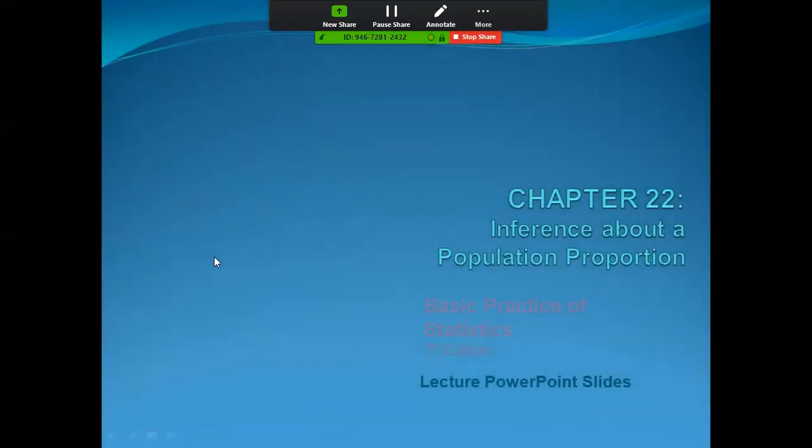All right, let's take a look at chapter 22, Inference about a population proportion.